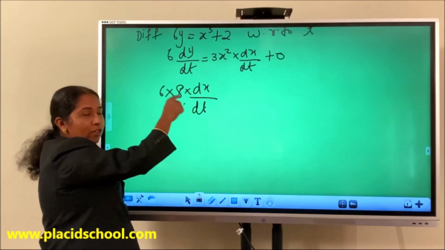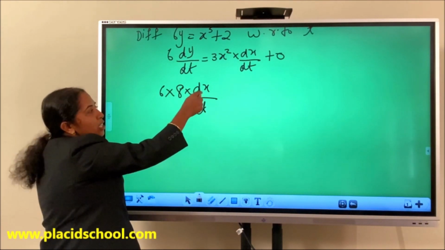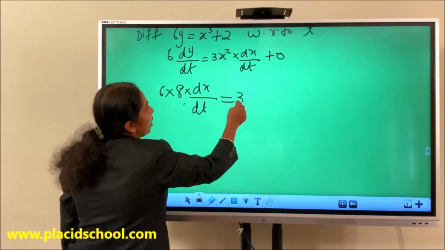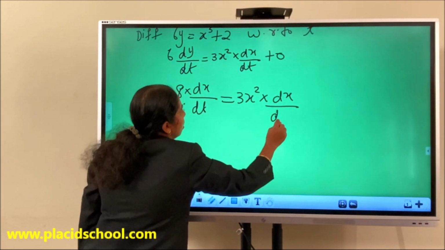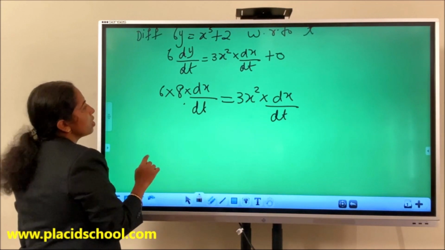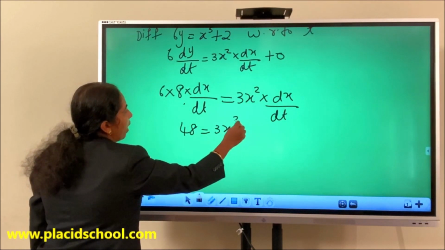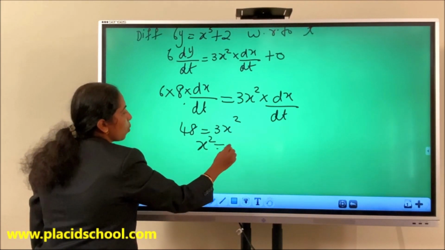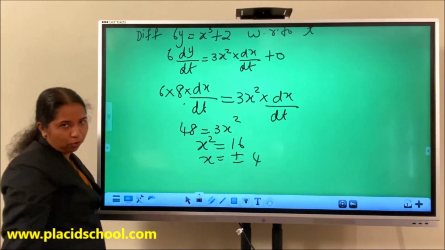dy by dt is given to be 8 times dx by dt. So instead of dy by dt, substitute 8 into dx by dt. This is equal to 3x square into dx by dt. Now apply the simplifications. You have 48 equal to 3x square, from where I am getting x square equal to 16 or x is equal to plus or minus 4.